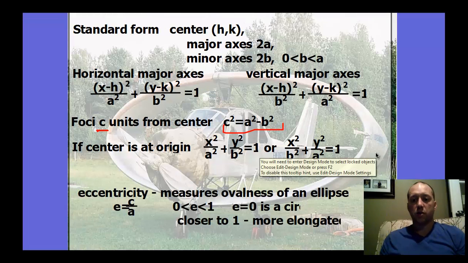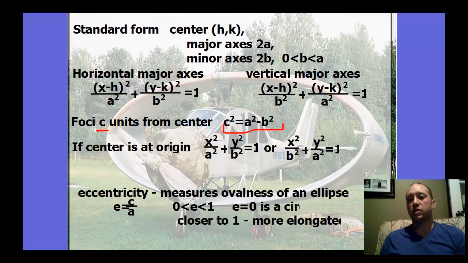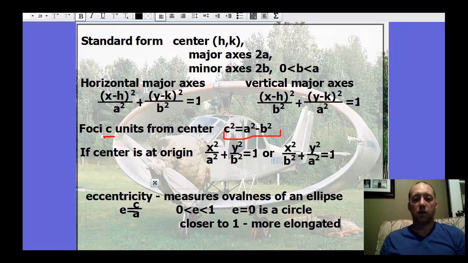And there's also something called eccentricity. Eccentricity is how oval the ellipse would be, how skinny, how circular the ellipse would be. So the closer to 1 the eccentricity is, the more elongated it will be. And so you see the e equals c divided by a. That's how you find it. And c is the distance again from the center to the foci. And then the A and B, we need to discuss that.